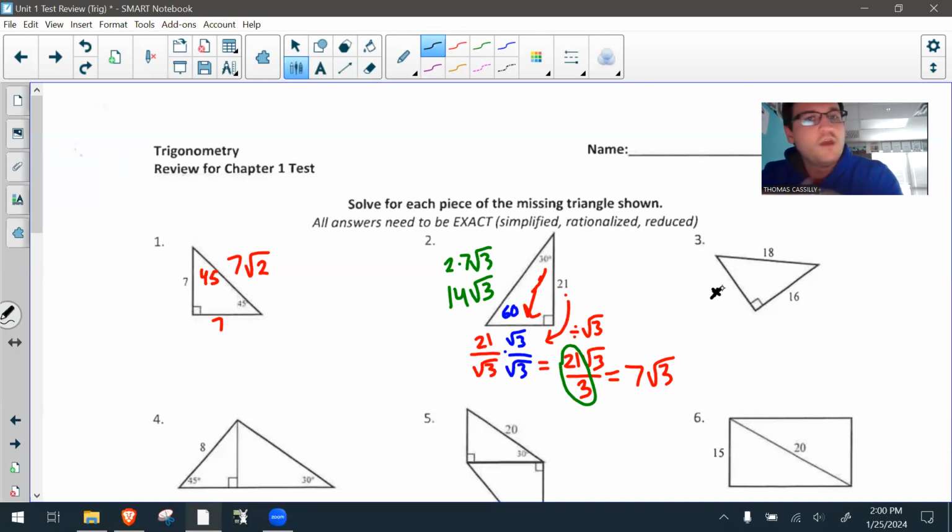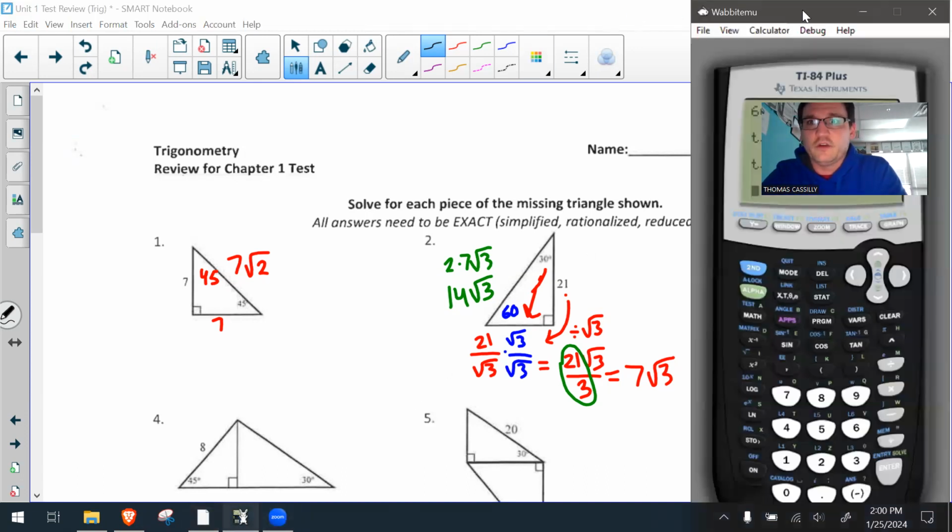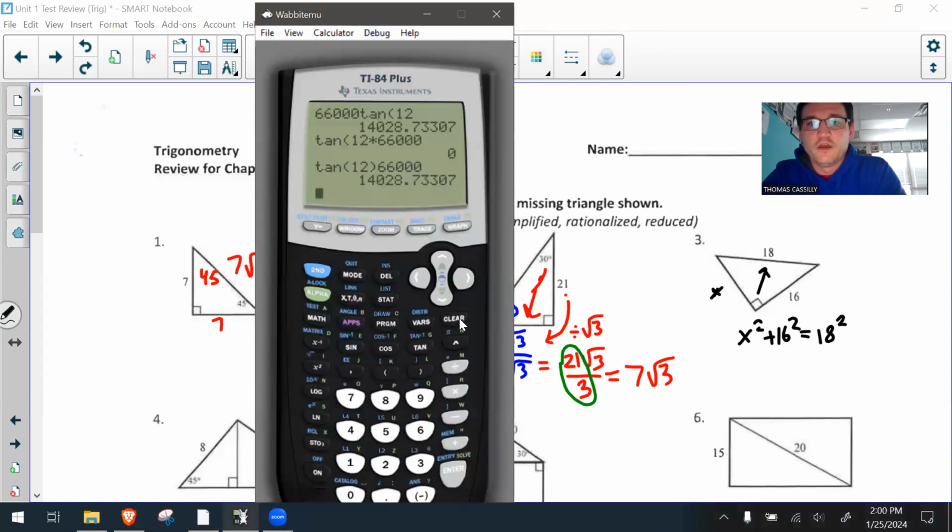All right. Think Pythagorean theorem here. A squared plus b squared equals c squared. I know we're going to have x squared plus 16 squared equals 18 squared. 18 is your hypotenuse. The hypotenuse always has to be on its own side of this Pythagorean theorem problem that we have here.